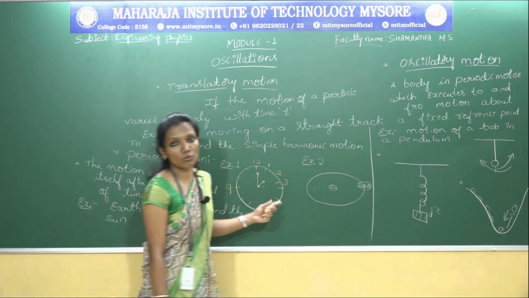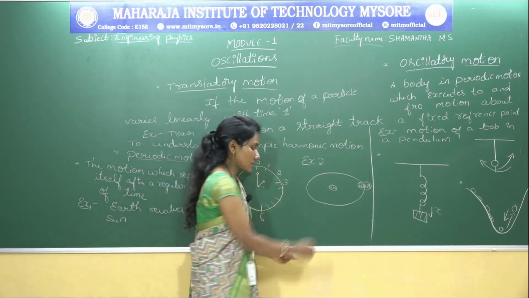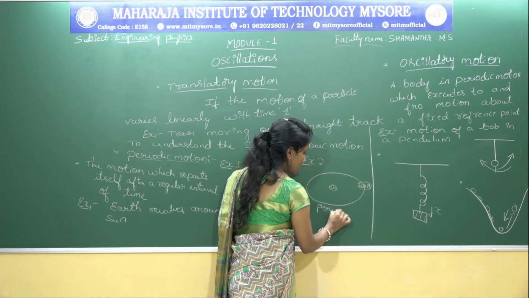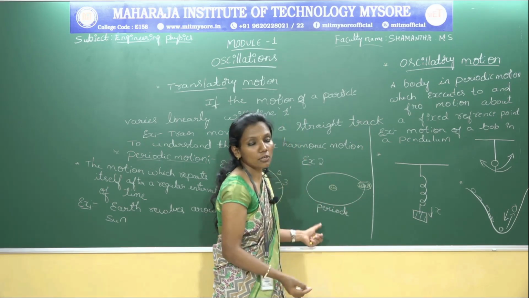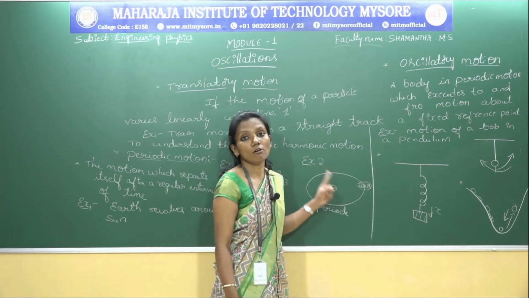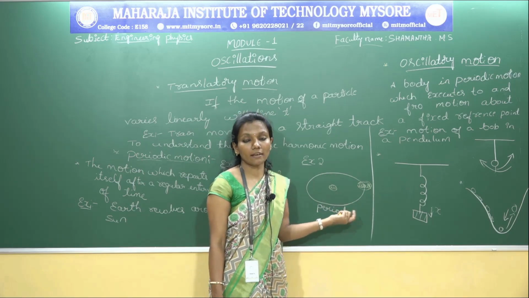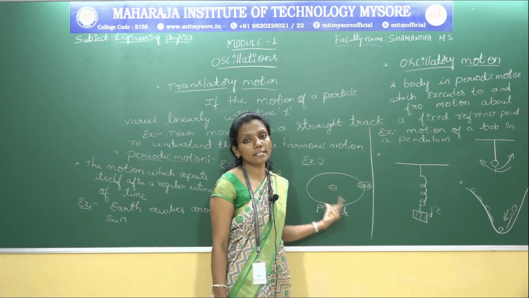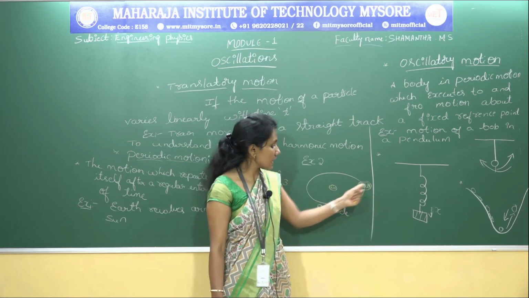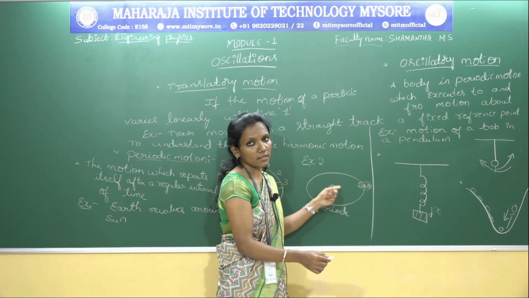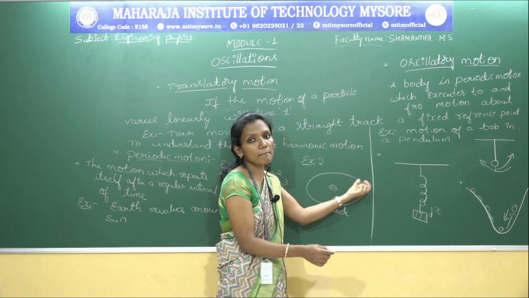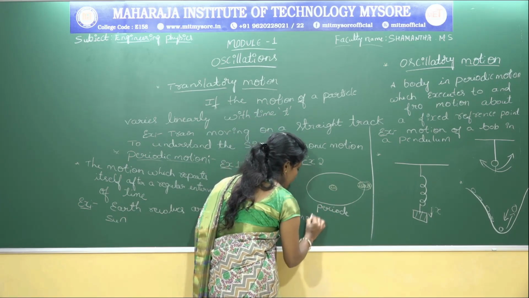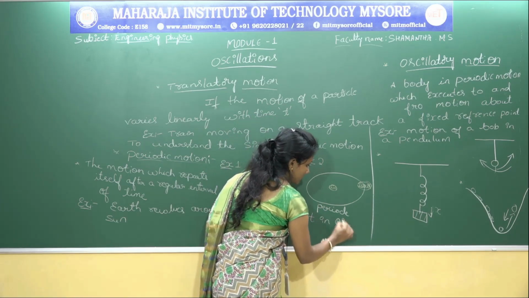But in this case, this is periodic motion. But if you observe, this is not an oscillatory motion. Why? Because the earth is not making a to and fro motion. It is going along the same path and it is not coming back. So, that is why this is not oscillatory.